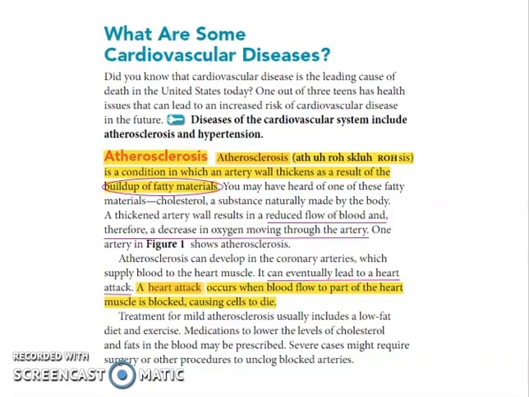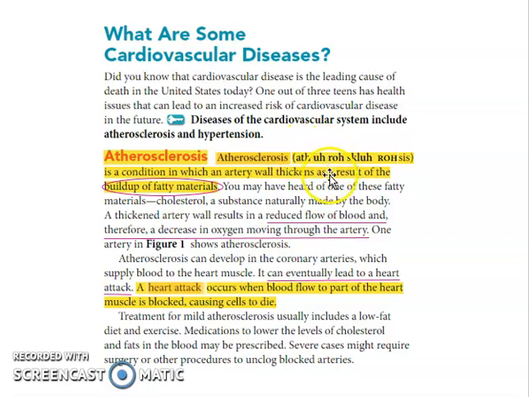What are some cardiovascular diseases? Since we want to keep our cardiovascular system or circulatory system in good condition, we need to discuss some of the most famous or the top cardiovascular diseases in the world. But since your book is an American based book, the surveys here are mostly from the United States. The most common cardiovascular diseases now are atherosclerosis and hypertension. So this is the most common.